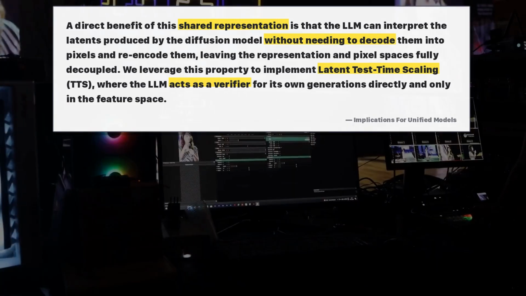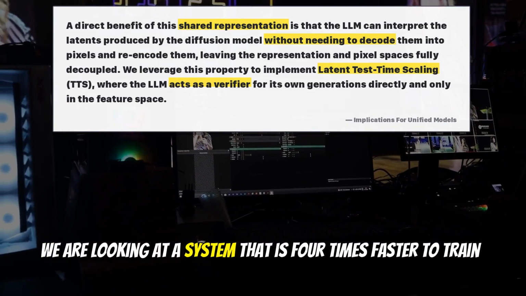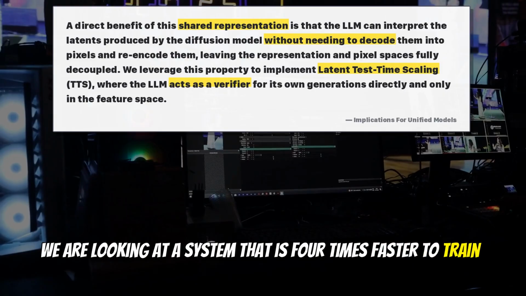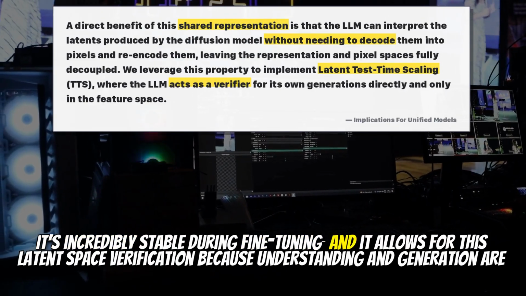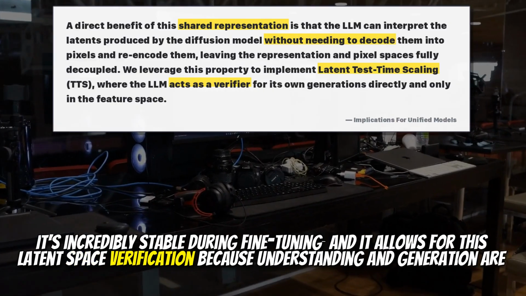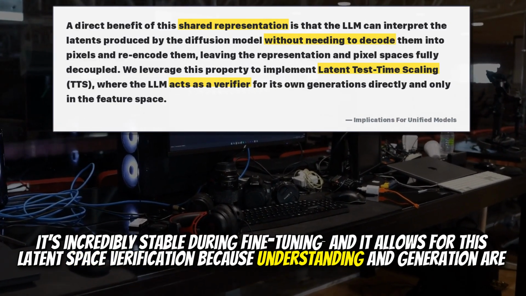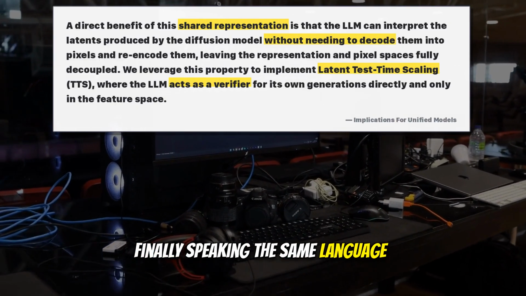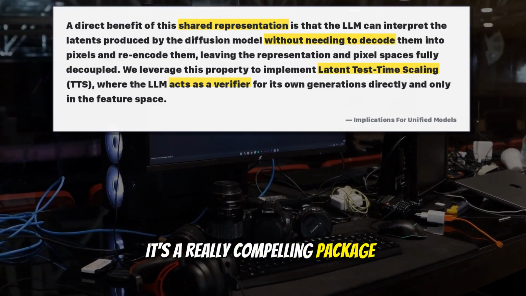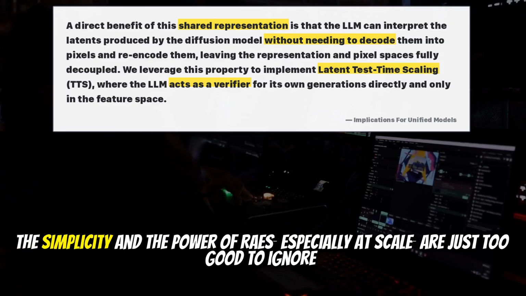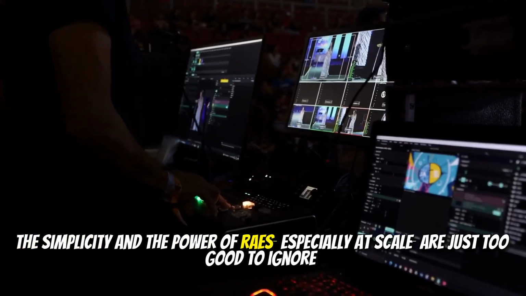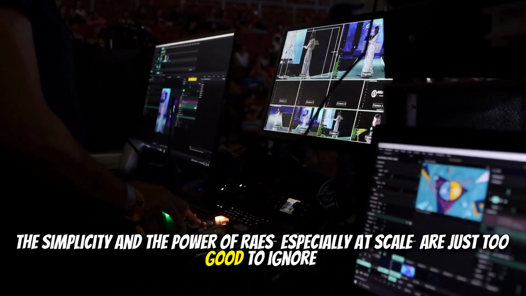So let's wrap this up. We are looking at a system that is 4 times faster to train. It's incredibly stable during fine-tuning, and it allows for this latent space verification because understanding and generation are finally speaking the same language. It's a really compelling package. The VAE has served us well, but I think its days are numbered.